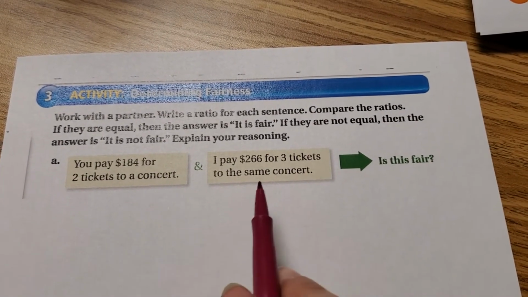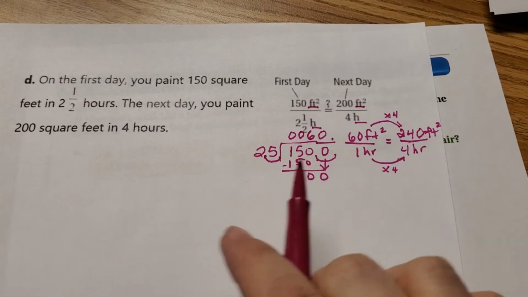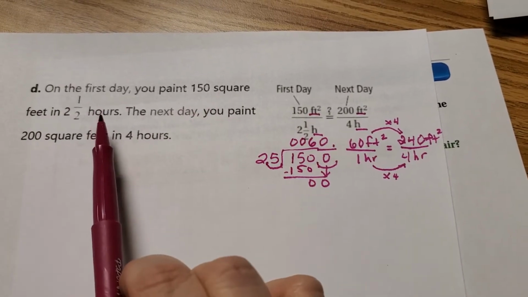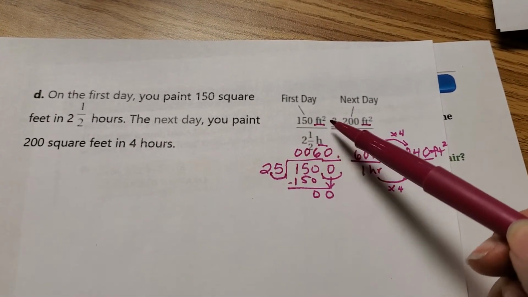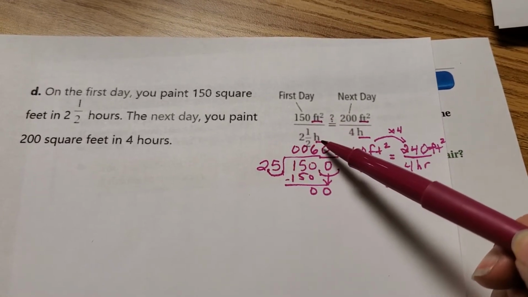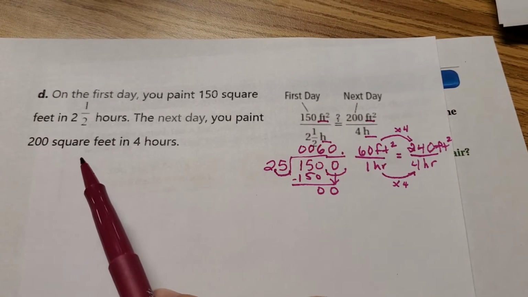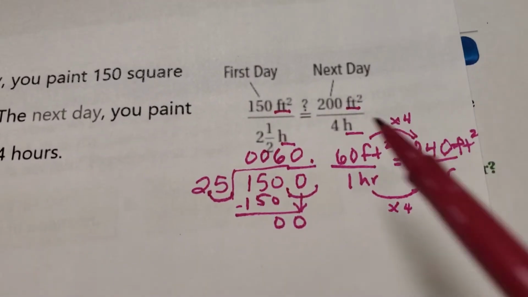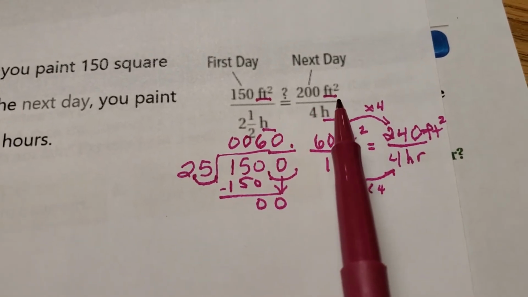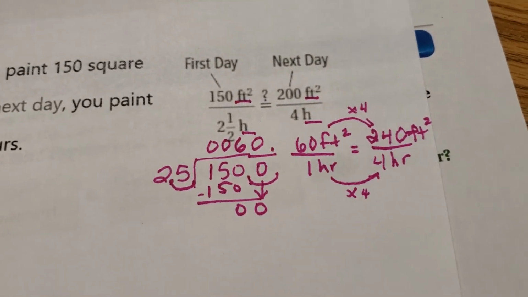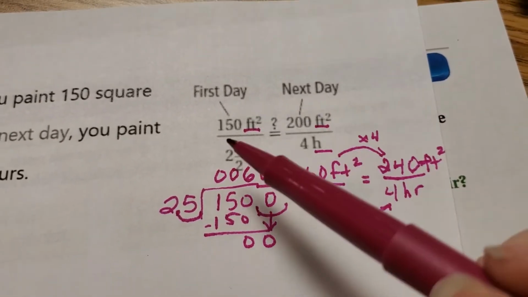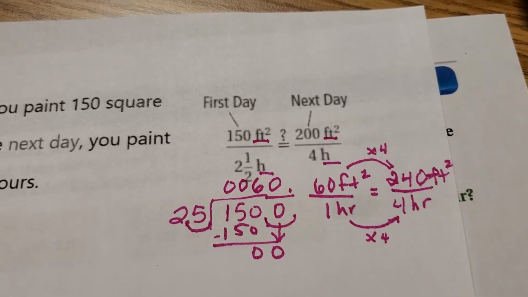I want you guys to change these two sentences into a ratio like we did here. So notice it says on the first day you paint 100 square feet in 2.5 hours. Notice that that's your first ratio. I have my feet here. I have my hours here. The next day you paint 200 square feet in 4 hours. That information is here. Notice the labeling. Feet, feet, hours, hours. You need to label your work. Okay? One sentence is one ratio. The other sentence is the other ratio.